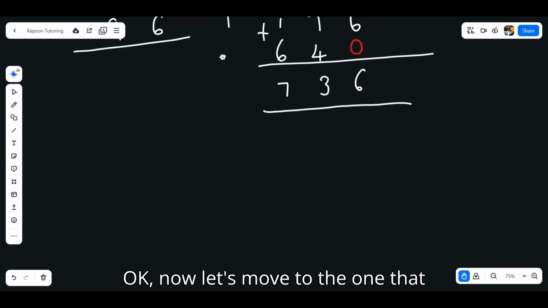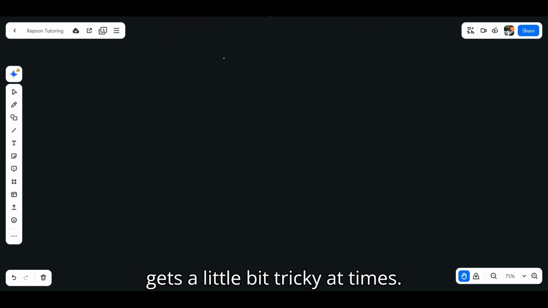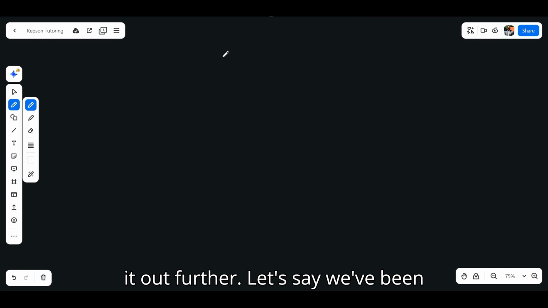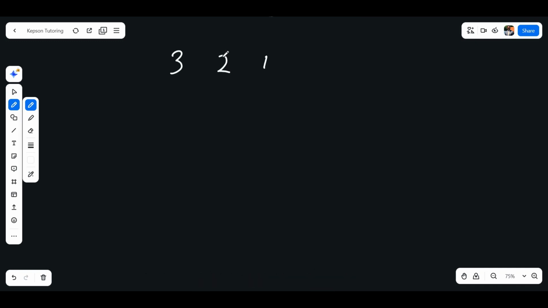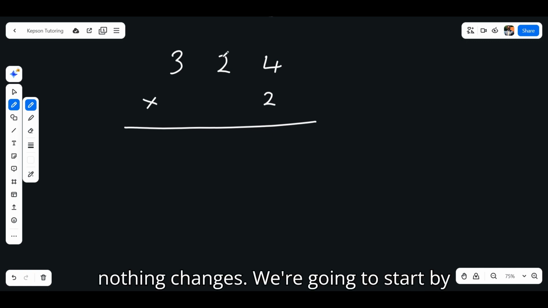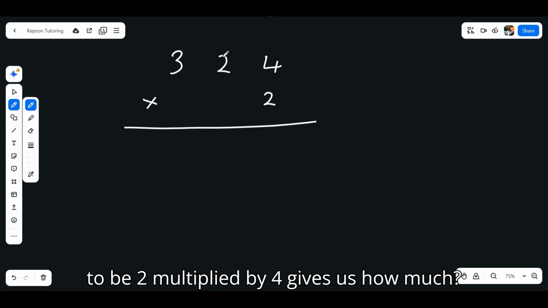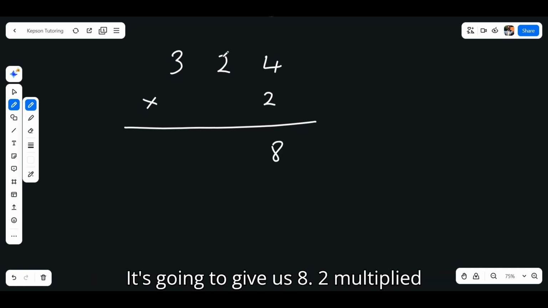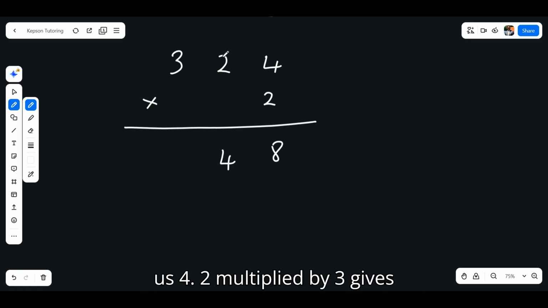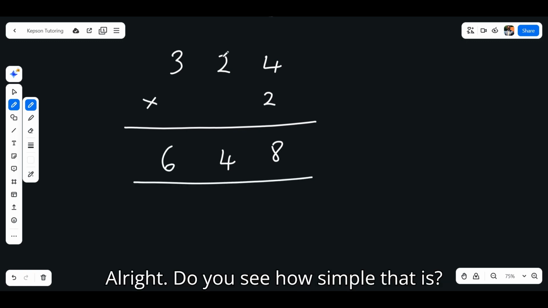Now let's move to the one that gets a little bit tricky at times. And in this case, we are going to simplify it further. Let's say we've been given now 3 digits, 234, by only 1 digit number. Still the same thing, nothing changes. We're going to start by multiplying this by that. So it's going to be 2 multiplied by 4 gives us how much? It's going to give us 8. 2 multiplied by 2 gives us how much? It's going to give us 4. 2 multiplied by 3 gives us how much? Gives us 6. All right. Do you see how simple that is?